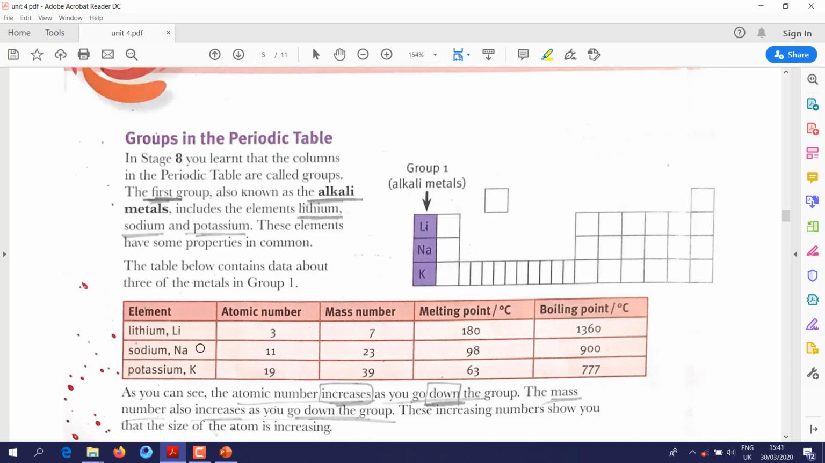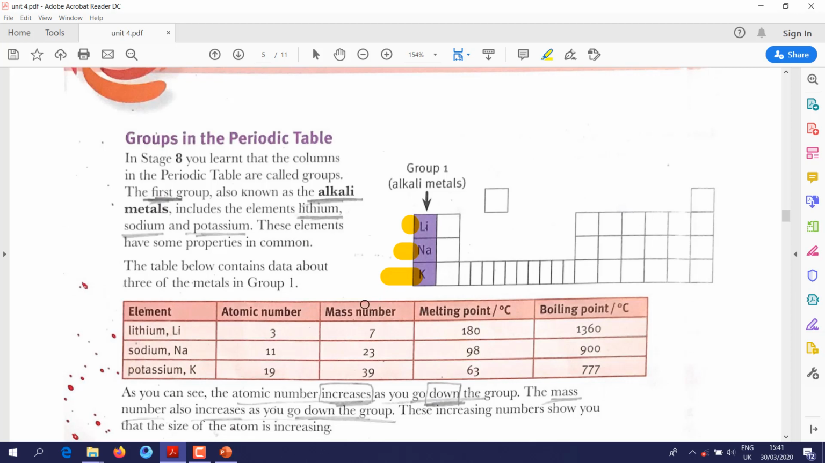Here are some of the elements in group number 1 with their details. Elements, for example, lithium, sodium, potassium. The atomic number of lithium, the first one, is 3, sodium is 11, and potassium is 19.